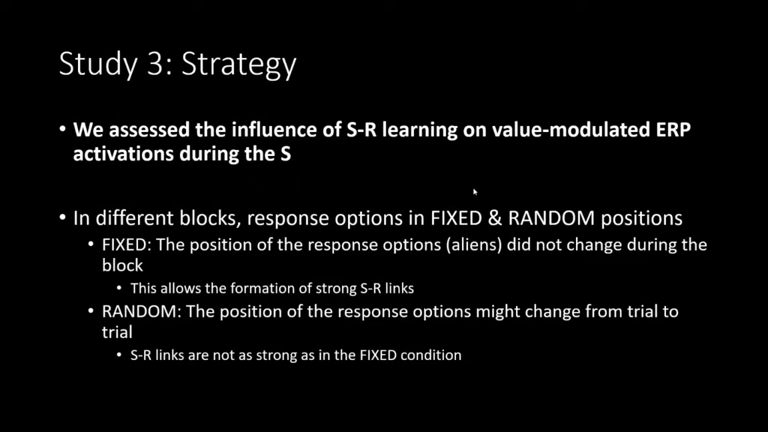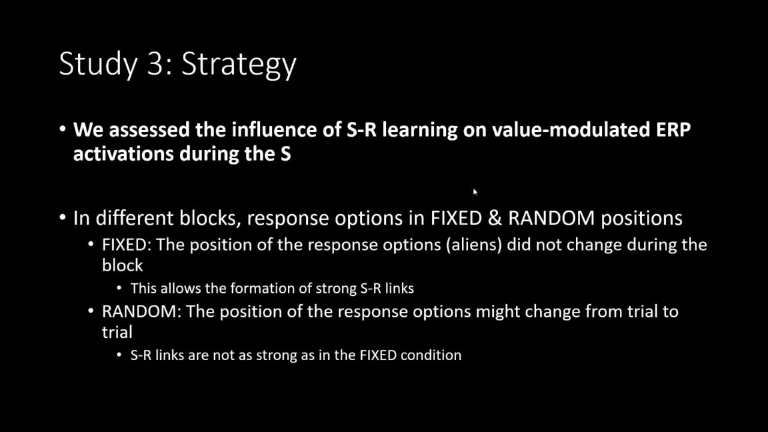We have fixed and random blocks. In the fixed blocks, the aliens, the two response options, were always in the same positions, like the green at the left and the orange at the right. And this should allow the formation of really strong stimulus-response links. At least if we compare it with the random blocks, in which the position of the aliens was changing all the time. So this changing is going to hinder the formation of stimulus-response links, at least as compared with the fixed position.